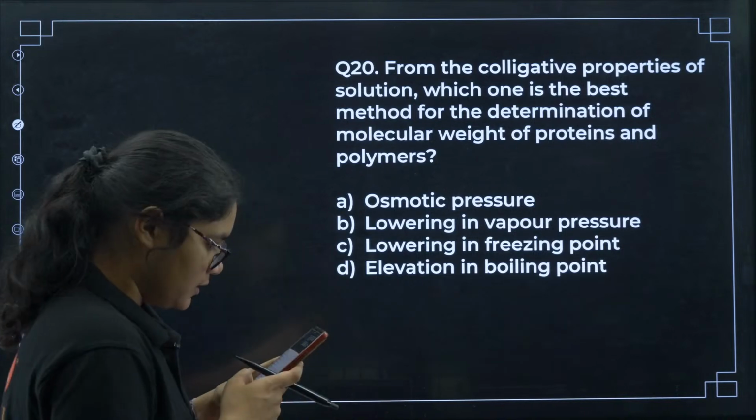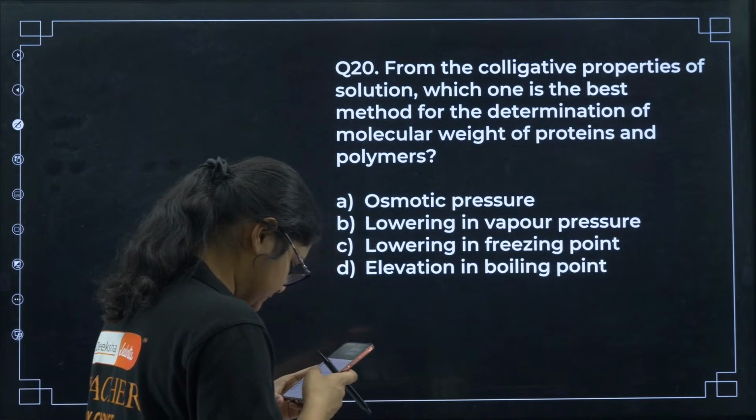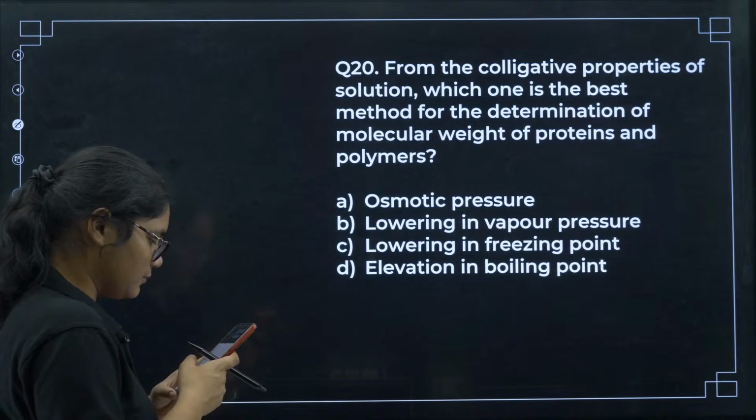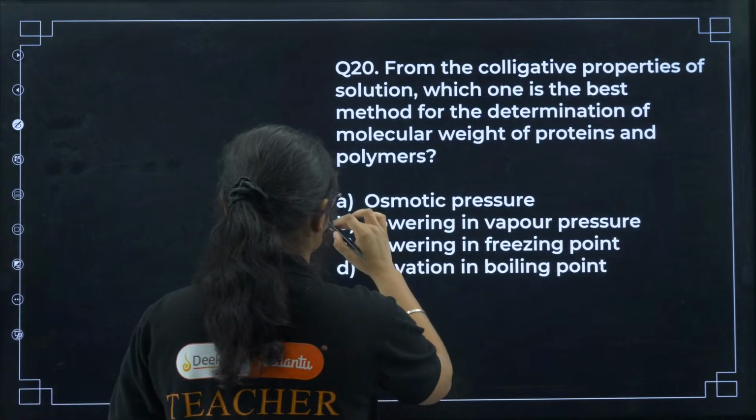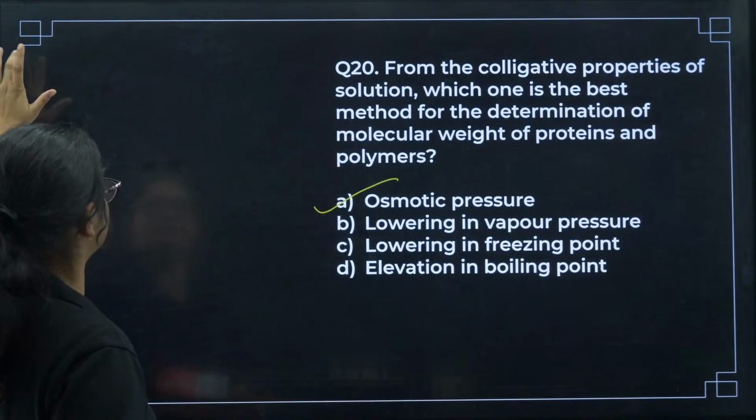Okay, question 20, students, quickly answer. Very easy and direct question, which is used for the molecular weight of protein. So you must be knowing this is for osmotic pressure. Okay, osmotic pressure is used for this purpose.